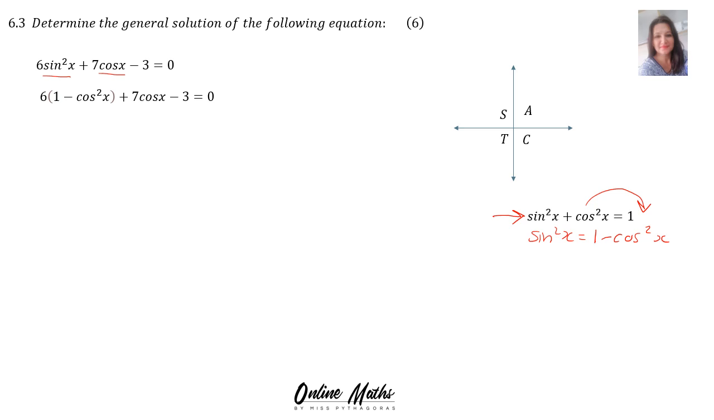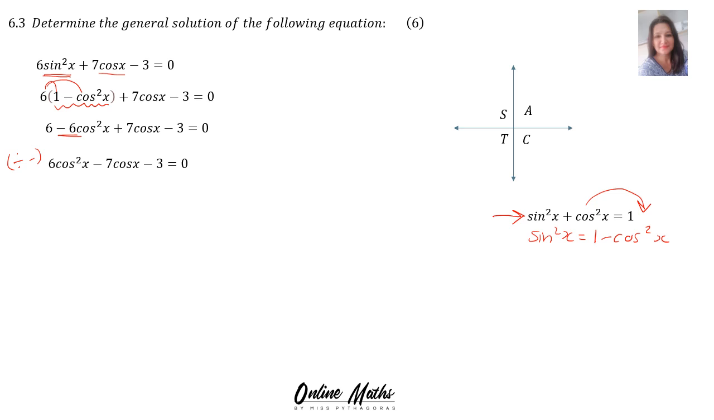In sin squared's place, I'm going to substitute 1 minus cos squared x so that everything is in terms of cos. And then I'm going to multiply in the 6, and then I'm going to add my like terms. And what I also did was, since there was a negative with the cos squared, I divided right through by negative, and then the signs changed. Then you're going to factorize this.